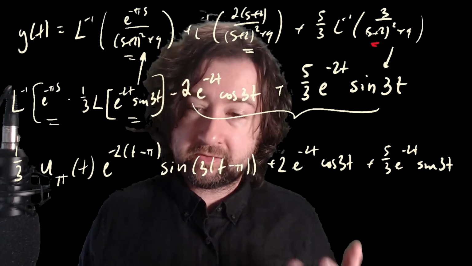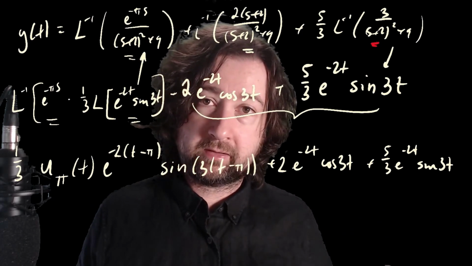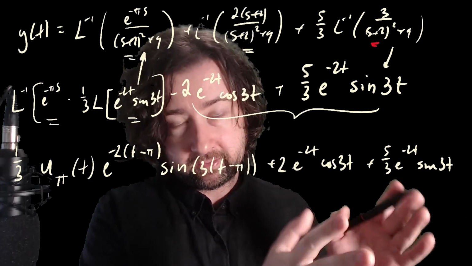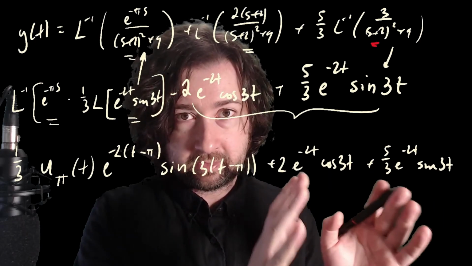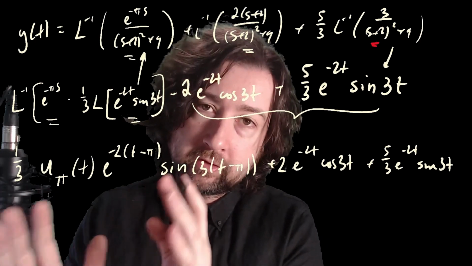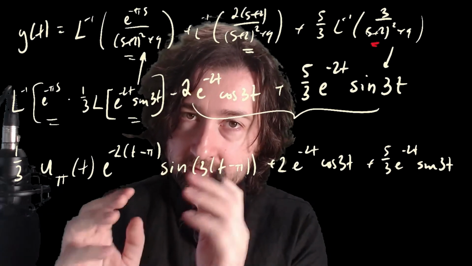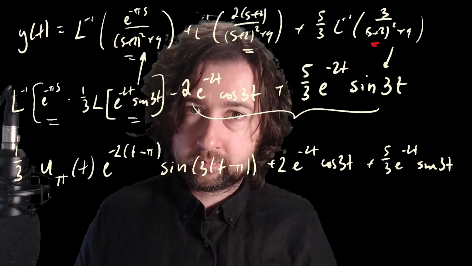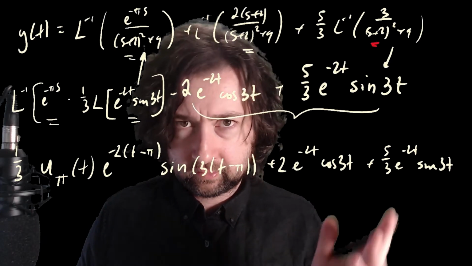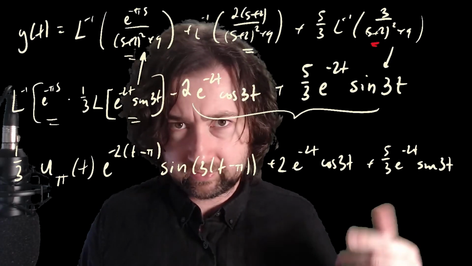So the behavior that we see in the solution is precisely what we expect. The base behavior of the system, the intrinsic behavior of the system, and then a term that only turns on when we get to t equals pi that models what happens once the impulse hits. Okay? So I can pull up a quick graph of this and you can see what it looks like.